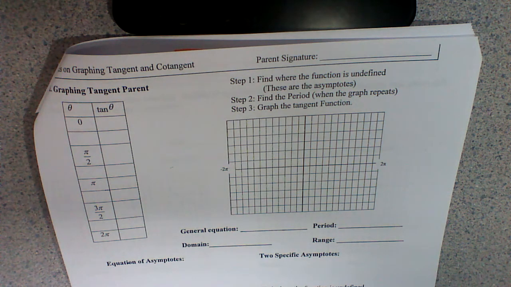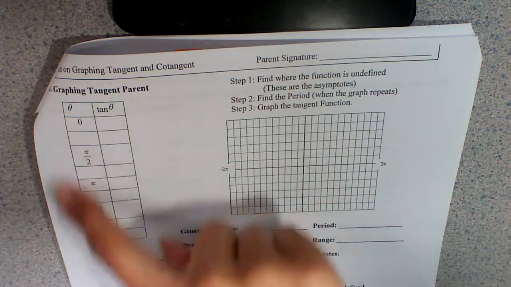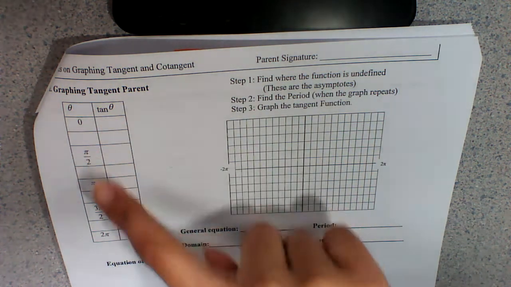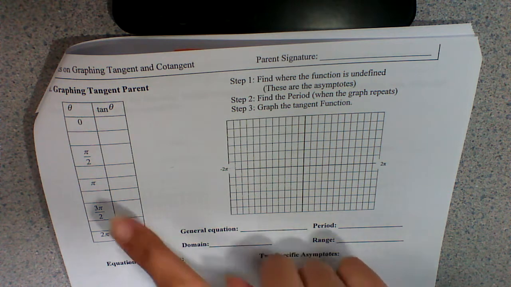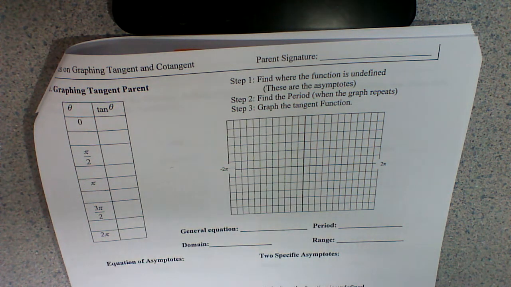Hey y'all, we're on page 8 and we're graphing tangent and cotangent functions. We're going to follow the same format that we used for graphing secant and cosecant. We have the steps that are written out, we have our table, and you'll notice that our table is a little bit longer now because we do need a little bit more radian values. And then we do have our graph and we're going to fill in some information.